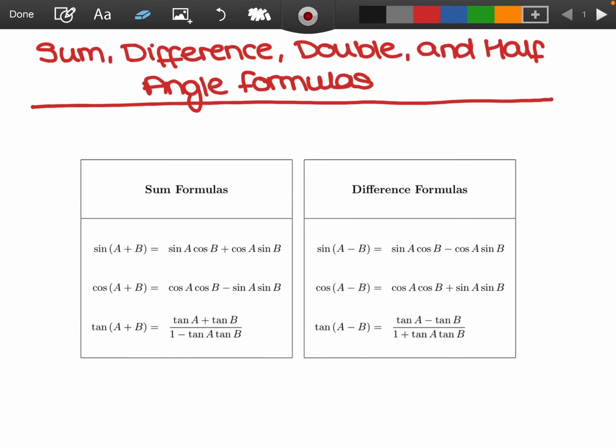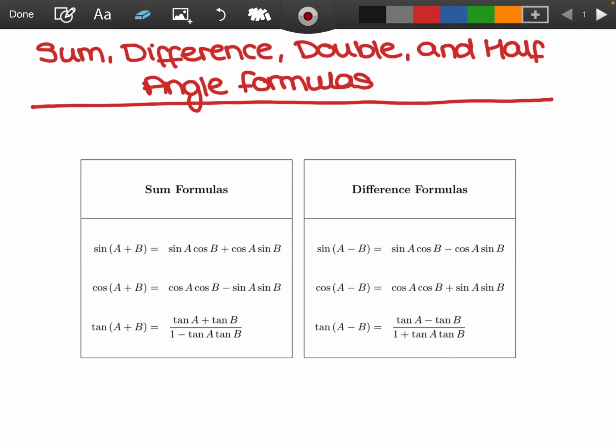In today's video, we're going to look at the sum, difference, double and half angle formulas. This is just figuring out some formulas where we can look at sine of the sum of two angles, cosine of the sum of two angles, tan of the sum of two angles. Same with the subtraction of two angles. Then we can look at what is sine, cosine and tangent of 2 times an angle, and what is sine, cosine and tangent of 1/2 of an angle.